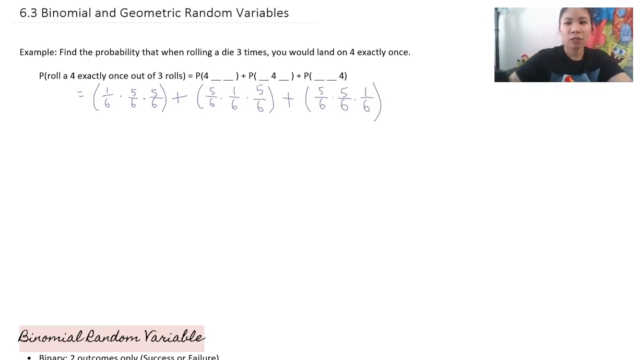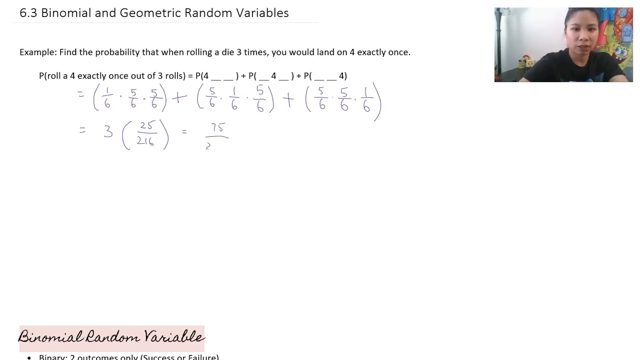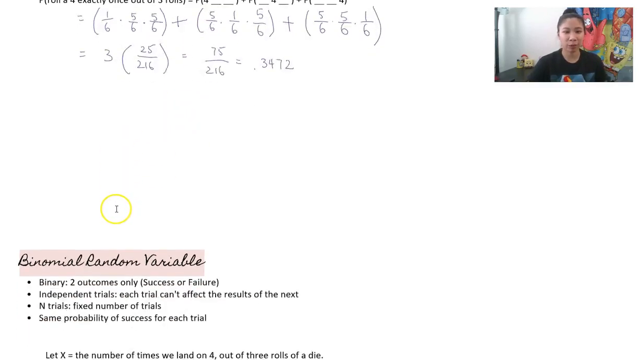If you take a look, the probabilities for getting a 4 exactly once are all the same, because when you multiply all these numbers together, you get the same fraction overall. However, we do have to take into account that there are different orders, so really we're multiplying this by 3, because there are 3 of these different probabilities. When I multiply all my fractions together, I get 25 over 216. So my final probability is going to be 75 over 216, which comes out to about 34%. Actually it comes out to 0.3472. Okay, so this is my example of a binomial probability, and so let's actually define a binomial random variable.